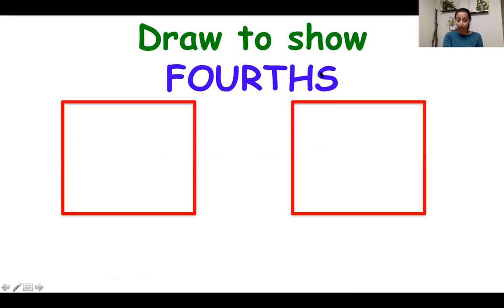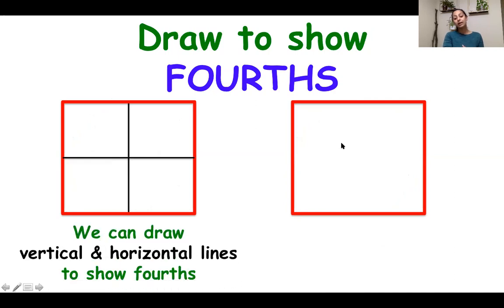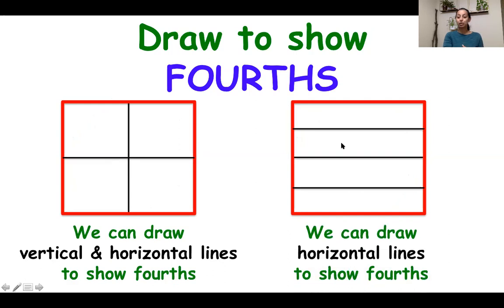Draw to show fourths. I can make a vertical line and a horizontal line to make a window, 4 equal parts, or fourths. Or I can make all horizontal lines, which also shows fourths. So we can draw vertical and horizontal lines, or all horizontal lines, or all vertical lines. Either way, if we have 4 equal parts, that shows fourths.